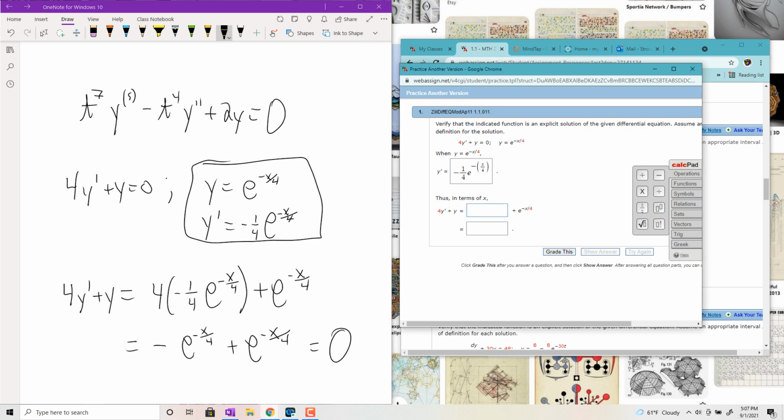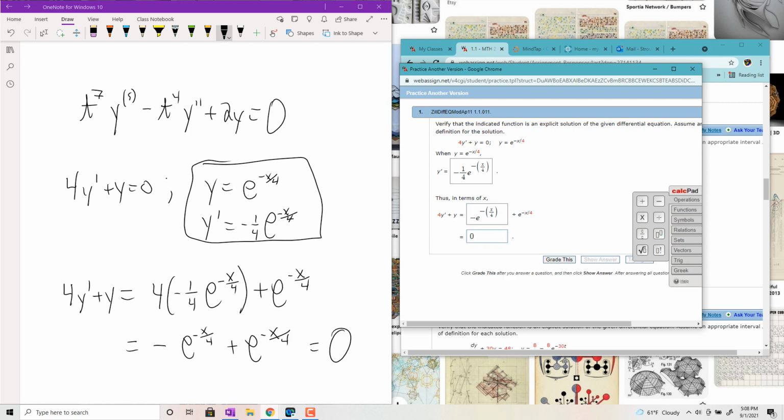So here you're just filling in those blanks. So one thing you can do is kind of copy and paste. So hit Control-C and then Control-V. And then that's maybe a little easier. And then this just equals 0. Great.